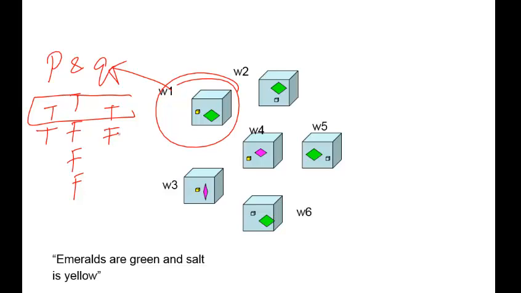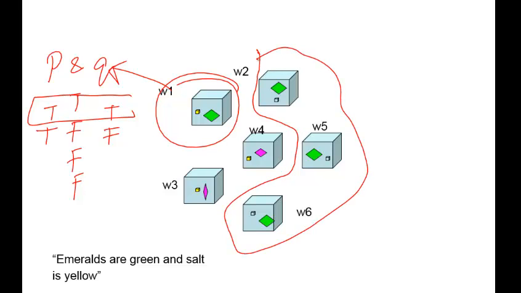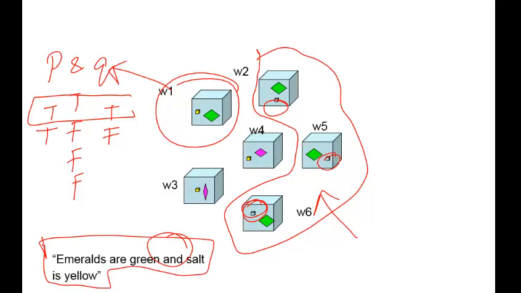Well, world 2, world 5, and world 6. These correspond to the situation where emeralds are green and salt is not yellow. So you can see here the salt is blue in that case. But emeralds are green. So it's true that emeralds are green, and it's false that salt is yellow. Since we're dealing with a compound sentence, we know that the claim that emeralds are green and salt is yellow will be false in that case.